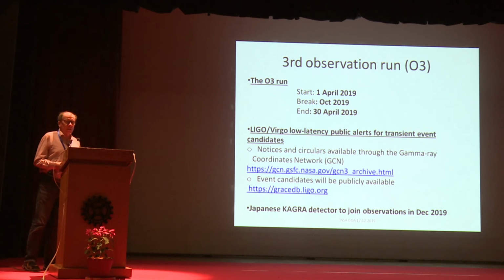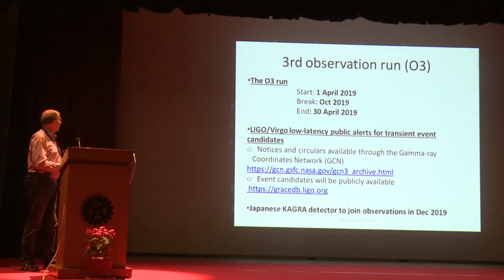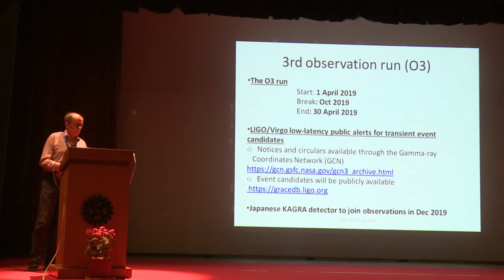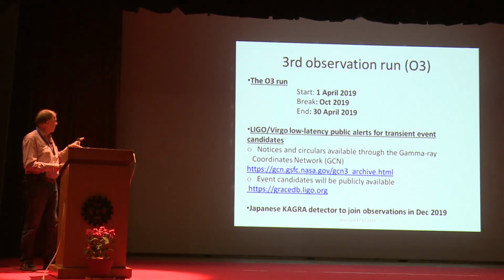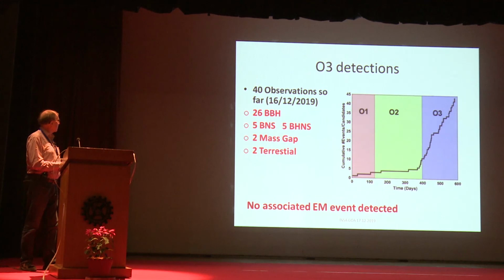Okay, so now I go to the third observational run, which is now ongoing. The run started on the 1st of April. There was a break in October, and now it's going on. It will end in April. There is a new element here because all the events are made public, so that electromagnetic observations can respond to these observations. There's a question of gamma ray burst and kilonova. Another important thing is that the KAGRA detector has joined the consortium.